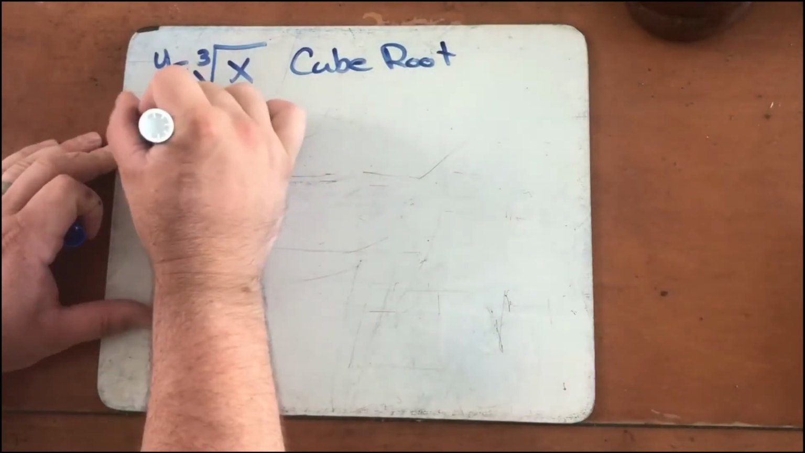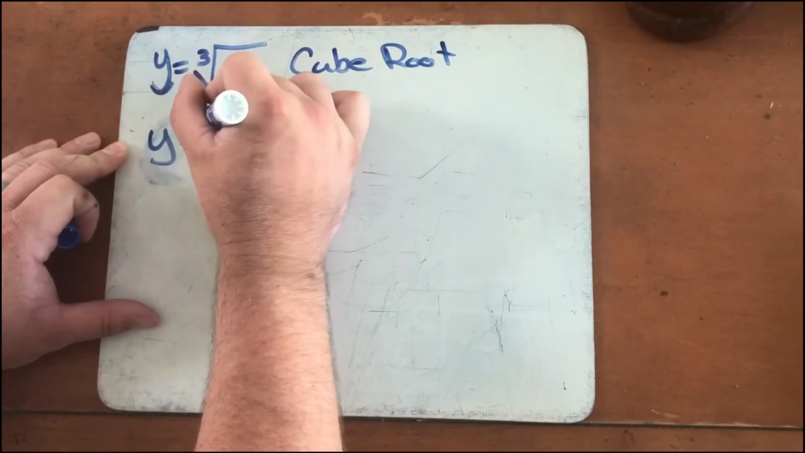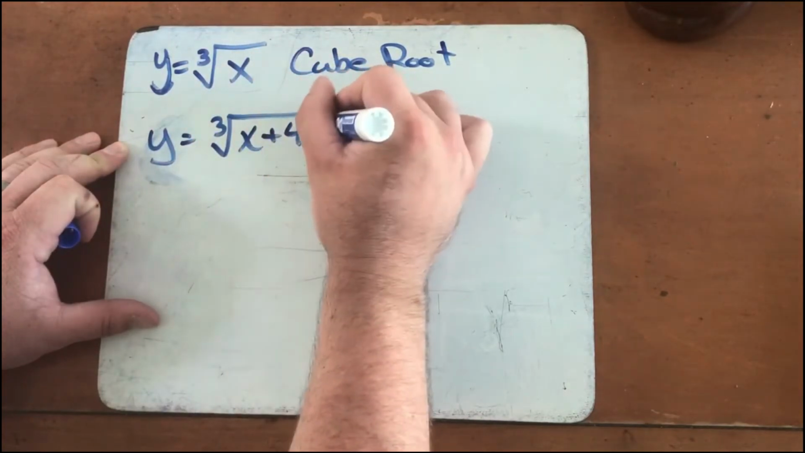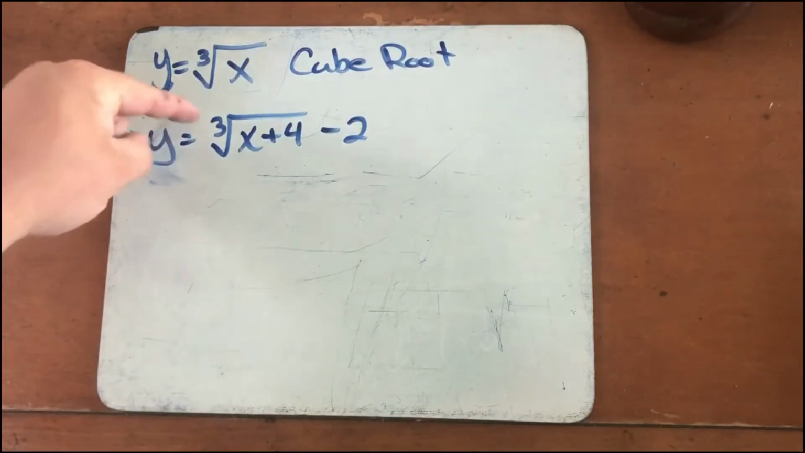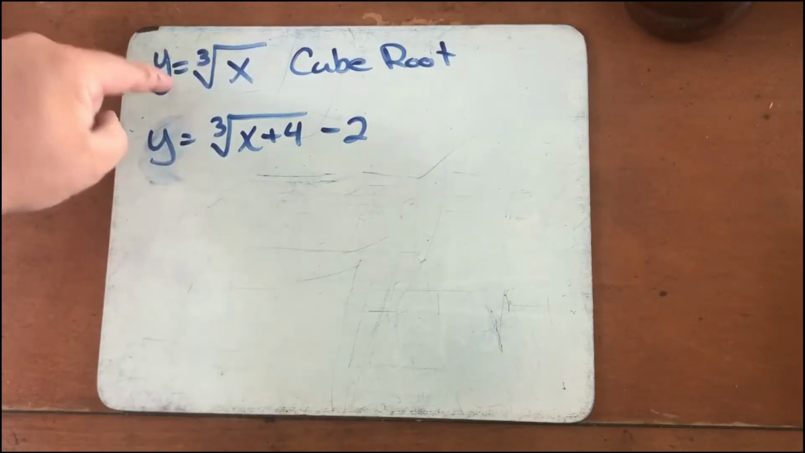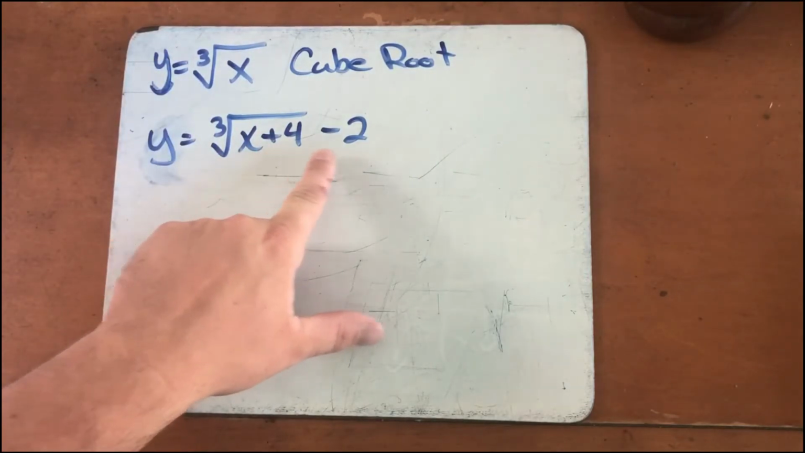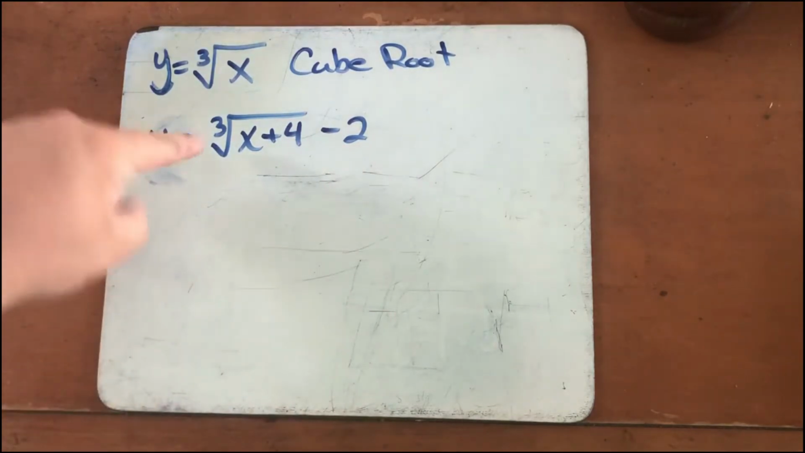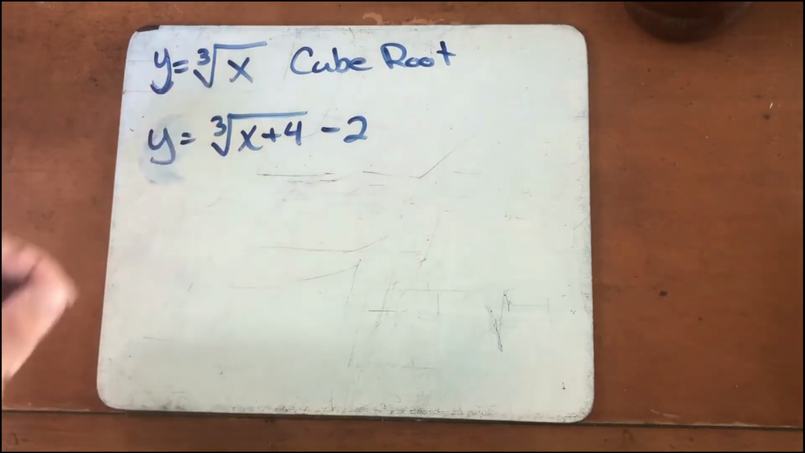What this would look like when I write my equation with some sort of shift would be y equals the cube root of x plus 4, minus 2. So notice it still says cube root. If my equation has a cube root, the parent function is the cube root of x. This is some type of horizontal shift, some type of vertical shift. This would be left 4 units, down 2 units. But notice that I have the cube root of x, cube root of x.